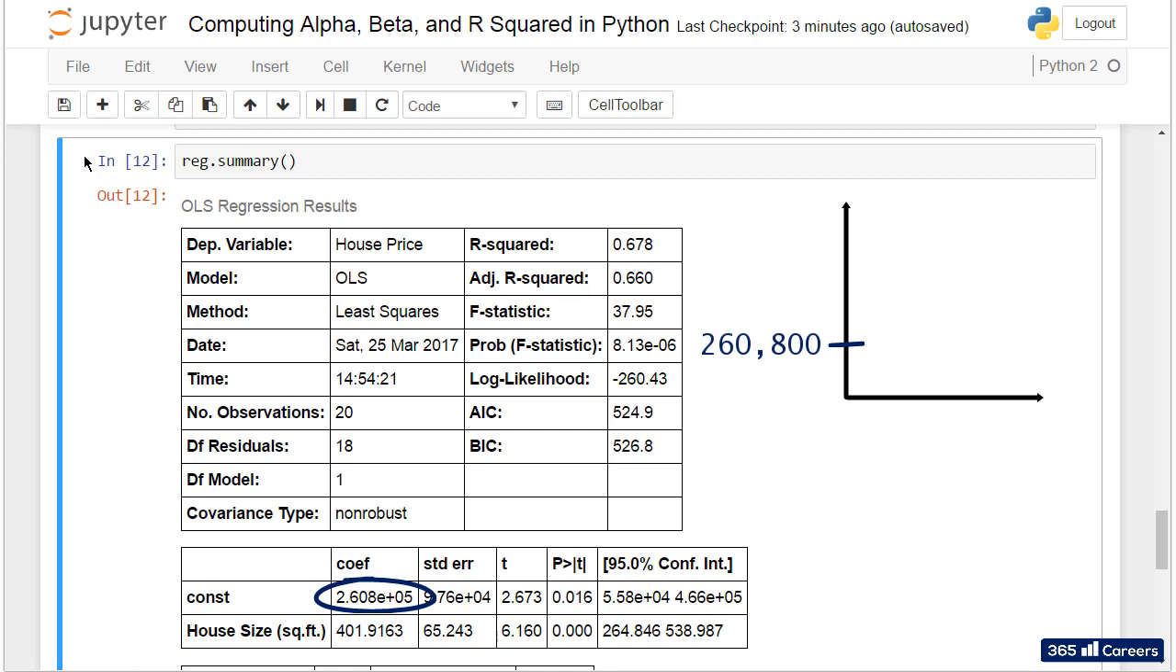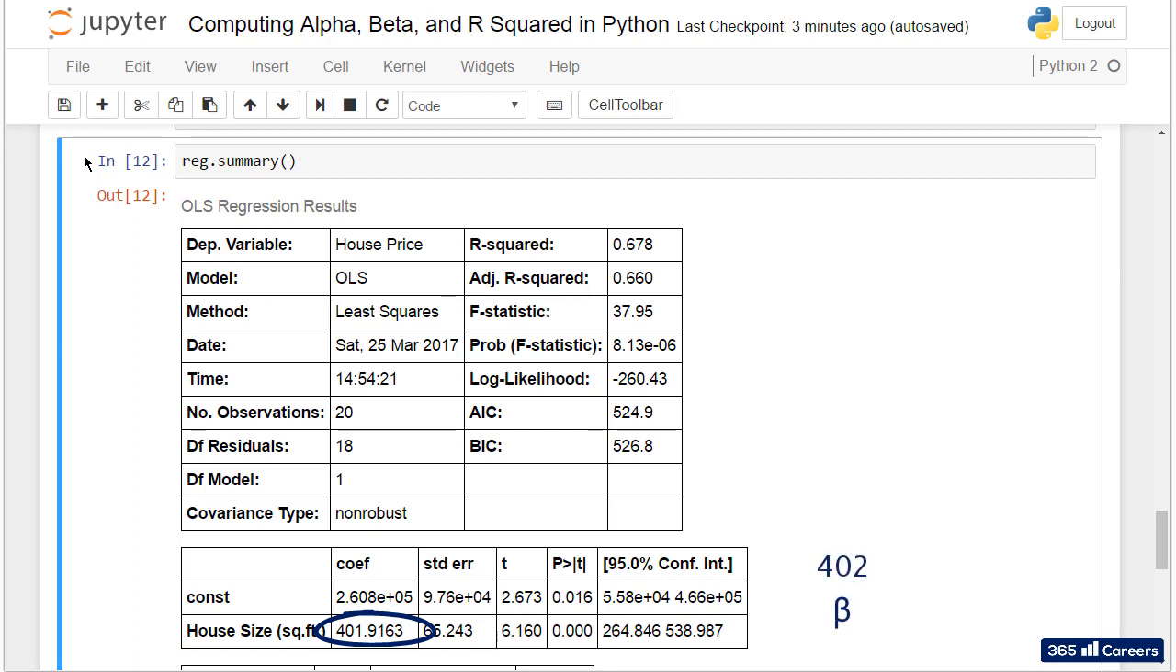All right, let's move on to the next row. How should we interpret the obtained coefficient of $402? It means that for every square foot increase of the size of a house, its price is expected to rise by $402. Namely, this coefficient is the value of beta in our regression equation, or the slope of the regression line. On the other hand, the standard error of $65 tells you this augmentation of $402 will typically vary within a range of $65.